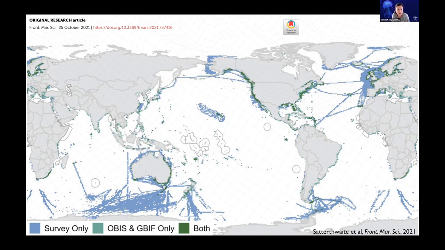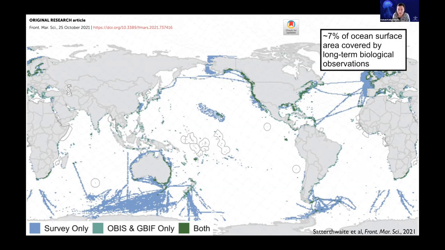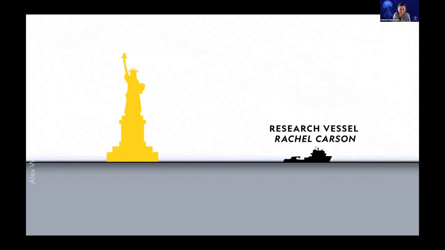Their focus is primarily on the surface. What they found, indicated by either the blue or green colors here, was that on average there's about 7% of surface area that we have coverage for long-term biological observations. So again, keep in mind that that is the surface area of this entire vast ocean. Never mind the fact that I like to remind everybody that the ocean is this massive volume.